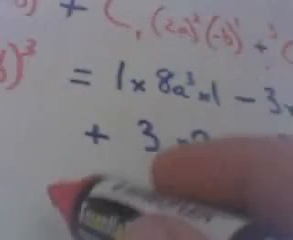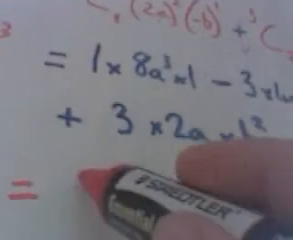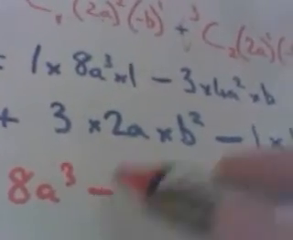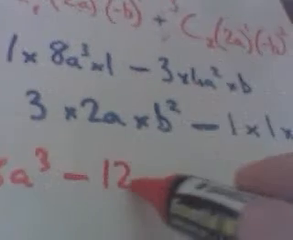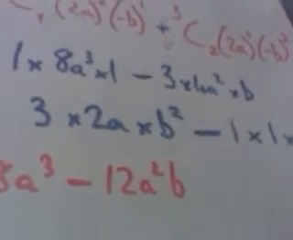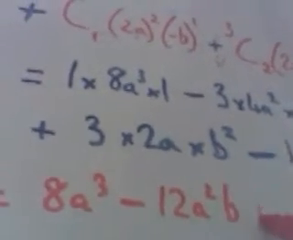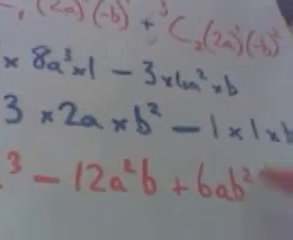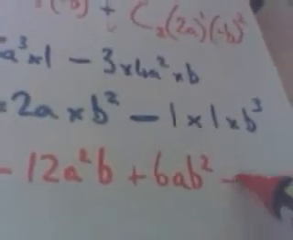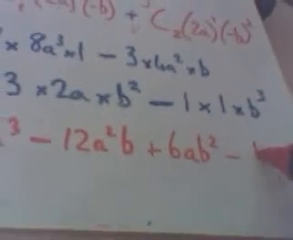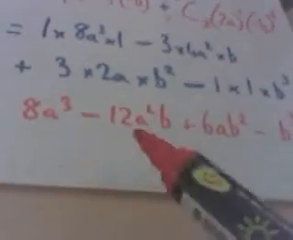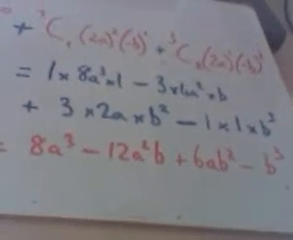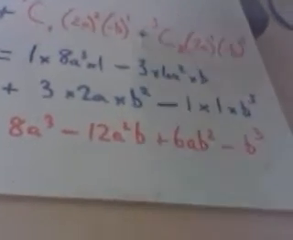So wrapping that one up, we should have 8a cubed minus 3 fours 12a squared b plus 6ab squared subtract b cubed. Now you may have to watch that video again to see exactly what was going on, but you've got to be very careful with your negative signs.